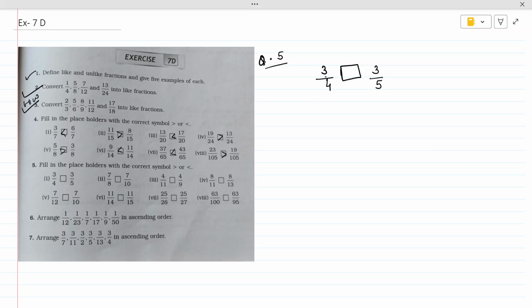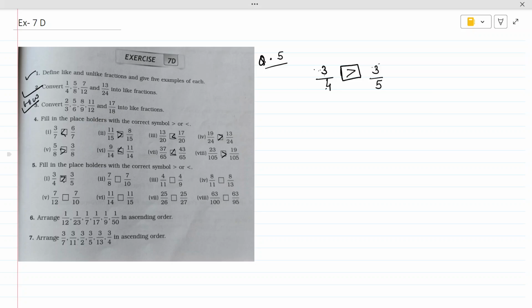See, here we are dividing 3 into 4 parts, here we are dividing 3 into 5 parts. So if the numerator is same, the fraction with the bigger denominator will be smaller. So 3 by 4 and 3 by 5, here the numerator 3 is same, so the number with the smaller denominator will be bigger. This is greater.